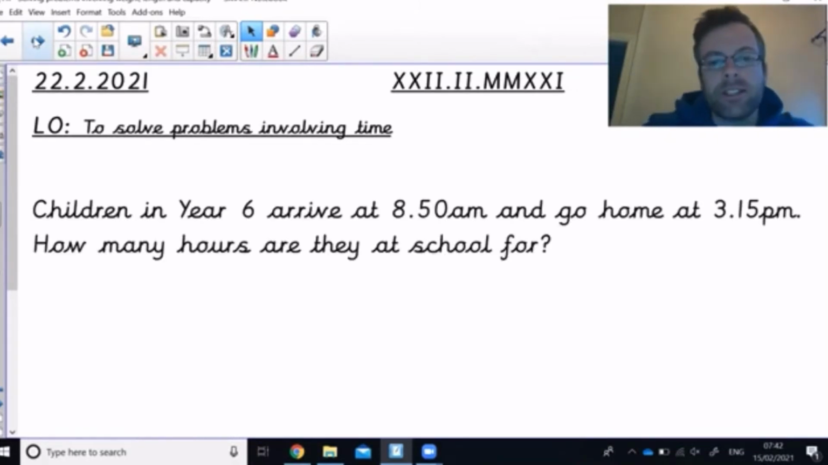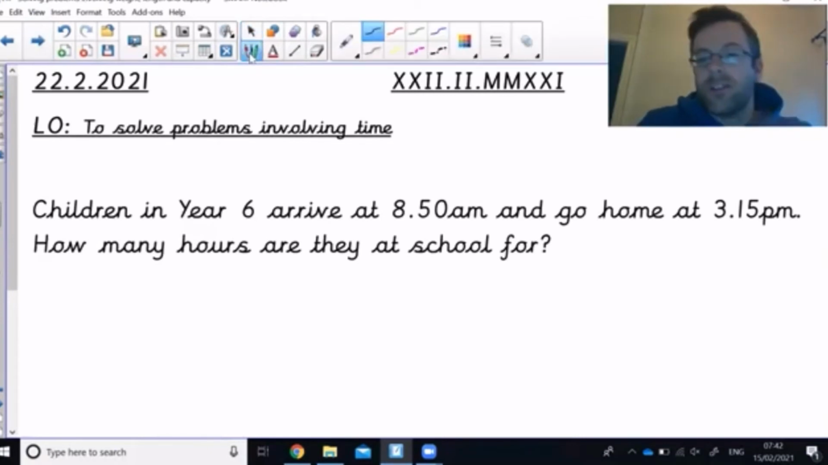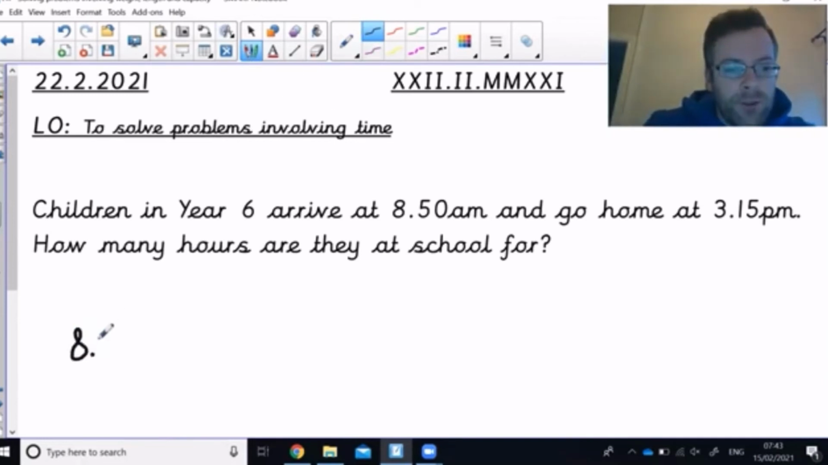Children in year 6 arrive at 8:50 AM and go home at 3:15 PM. How many hours are they at school for? Now, generally, never, ever use column methods when you're looking at time, because column methods work when we're going up to 10, but in time we're going up to 60 or up to 12, so it's all over the place. Use a number line. So 8:50.